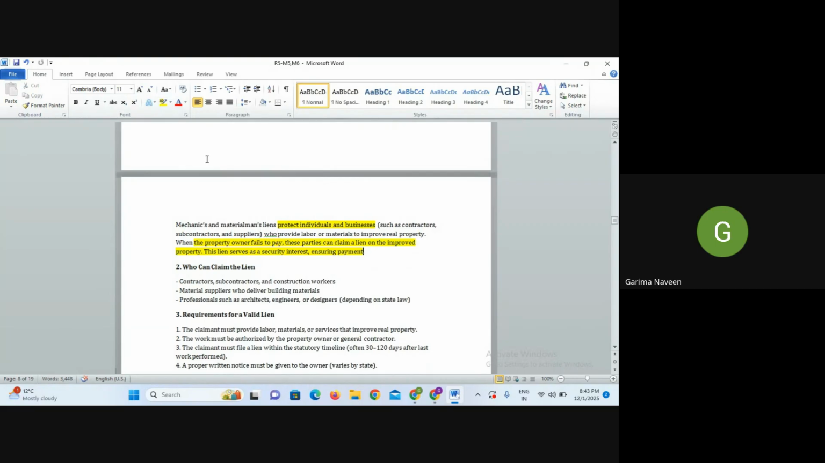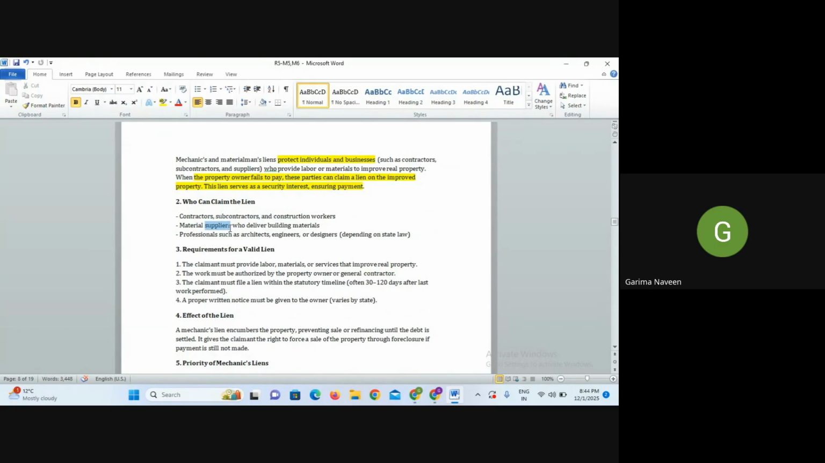Okay, so if someone is providing labor or material on your property, then they have the right to claim a certain amount on the improved property in case you do not pay them. Who can claim this lien? Basically it can be claimed by contractors, subcontractors and construction workers, material suppliers who deliver building materials, and professionals such as architects, engineers or designers.